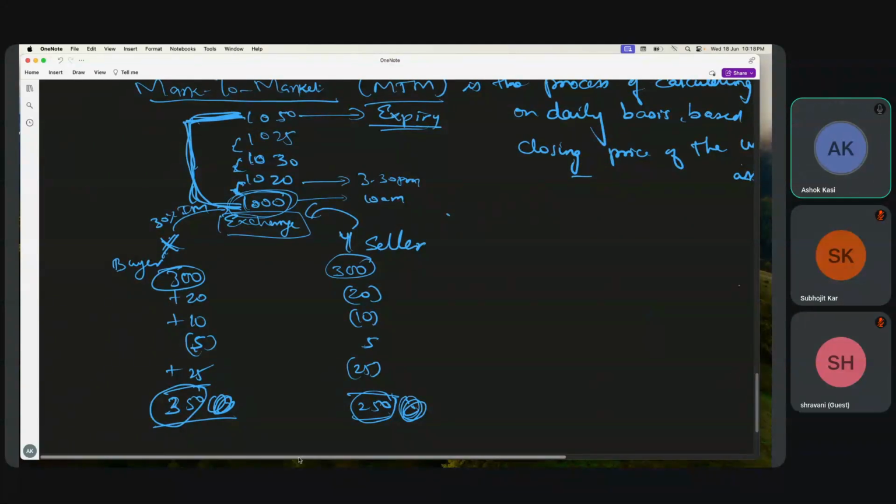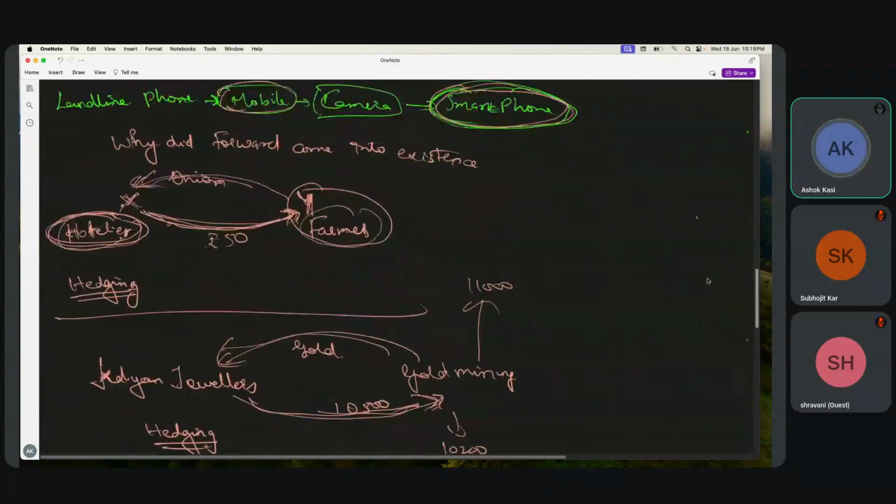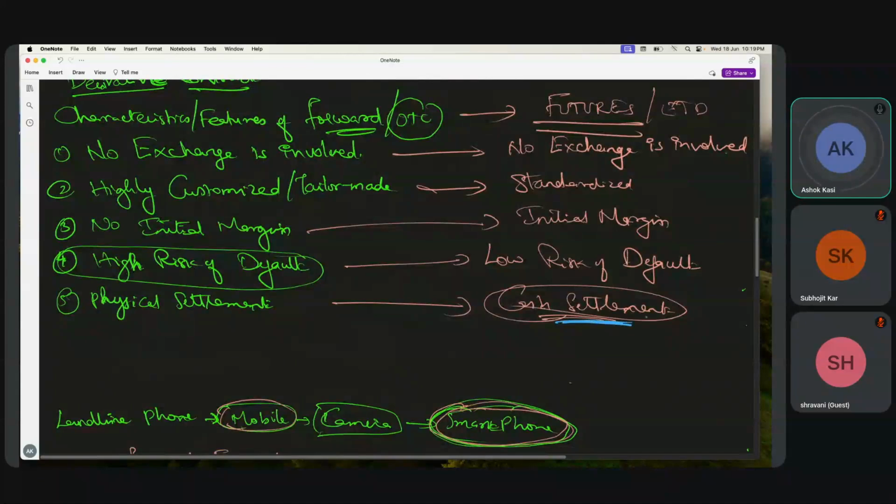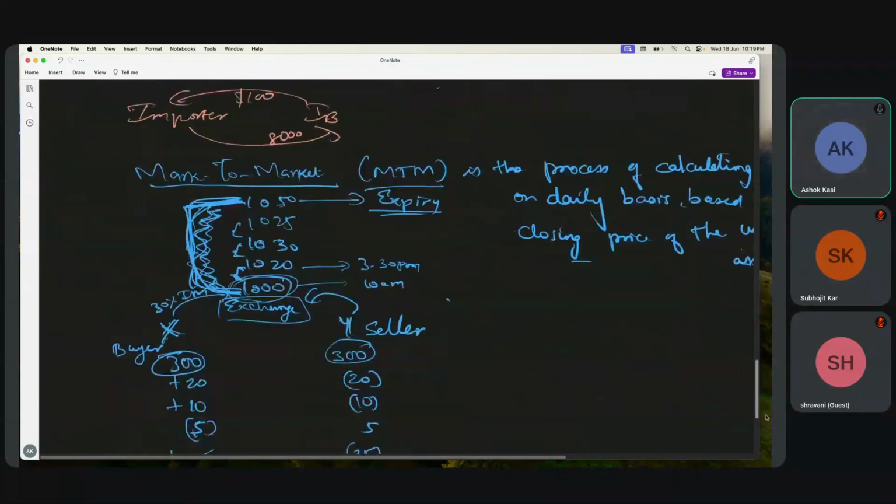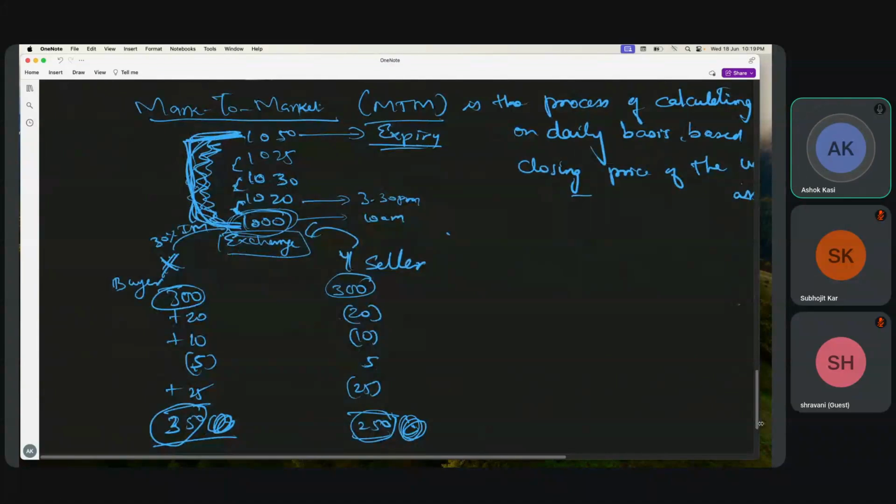This is an example of cash settlement. Cash settlement means the loser has to pay the winner only the difference. Whatever he is losing, only that much he has to pay. So that's why it is called cash settlement. You understood the meaning? Cash settlement means paying only the difference. The loser will pay the winner, not like the entire product has to be given.